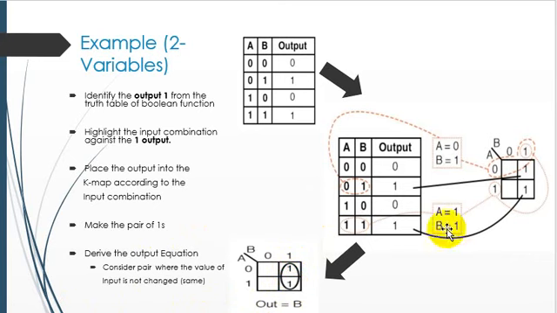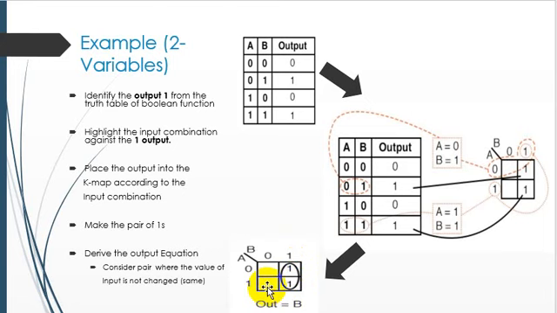For example, in this case you can see that we make a pair of ones just like that. We make this a pair. So after pairing the ones, in the last step we are supposed to derive the output equation of this K-map. When we paired, because there is no one available in other cells, we have only one pair here, so we're just going to write down the equation of this K-map.